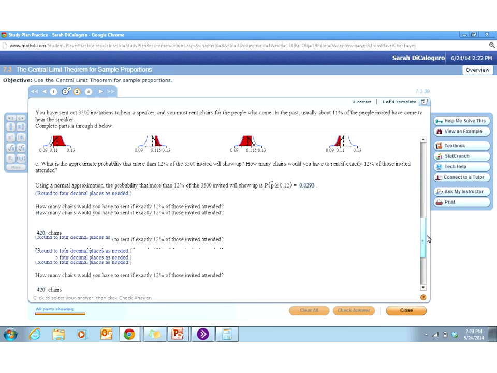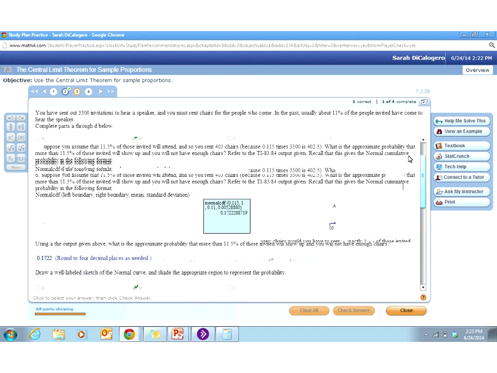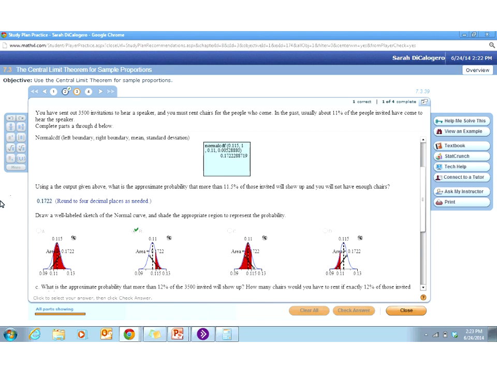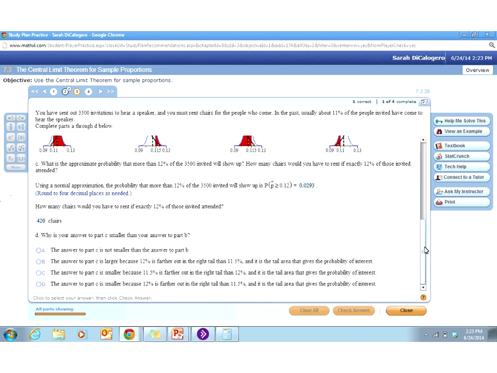Why is my answer to part C smaller than my answer to part B? Well, that 12% is further away from the mean, right? So the probability that 11.5% of those invited will show up is 0.1722, or about 17.22%. Probability that more than 12% would show up is 0.0293, which is almost 3%.